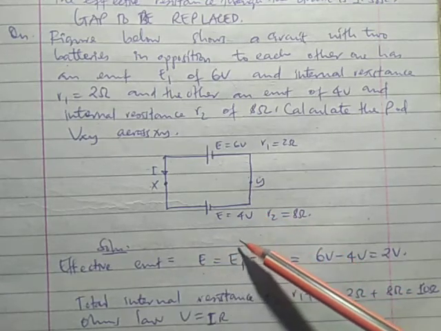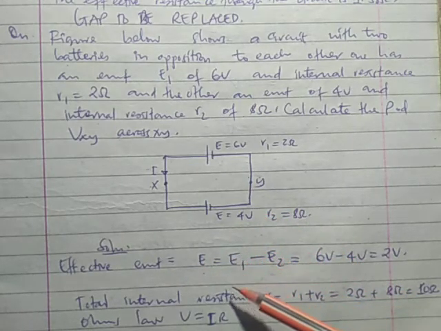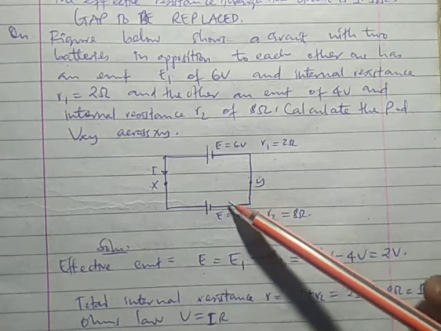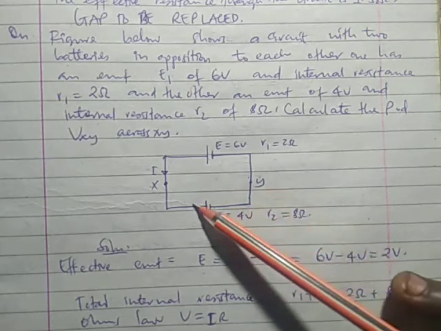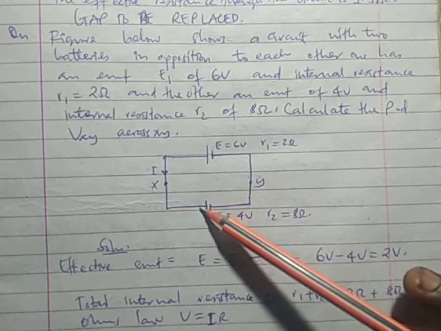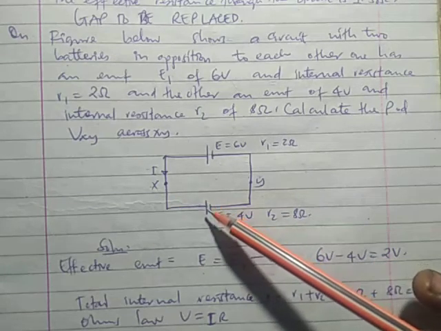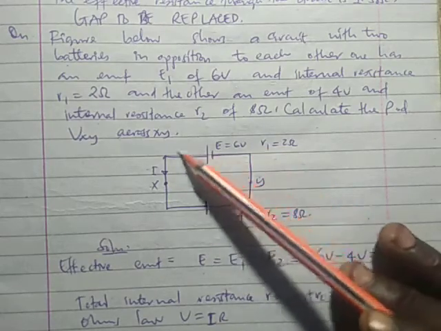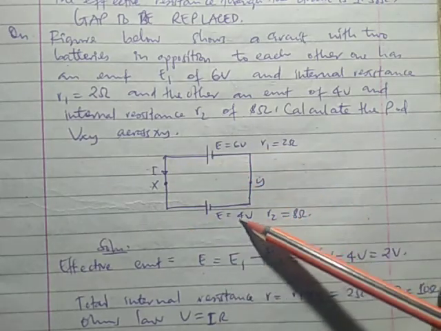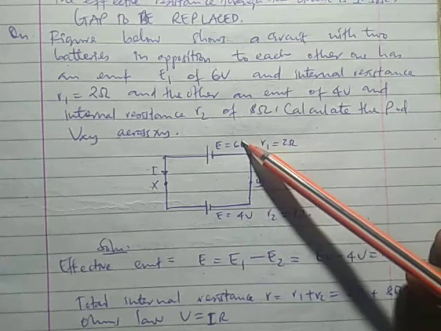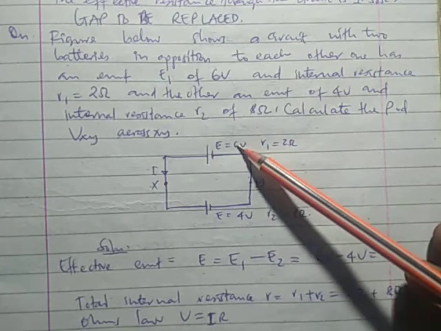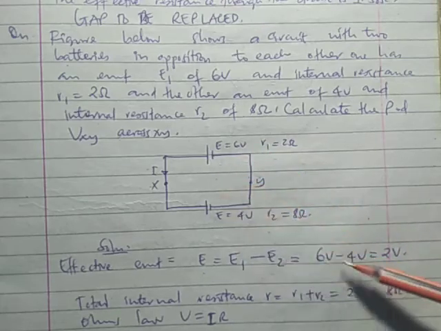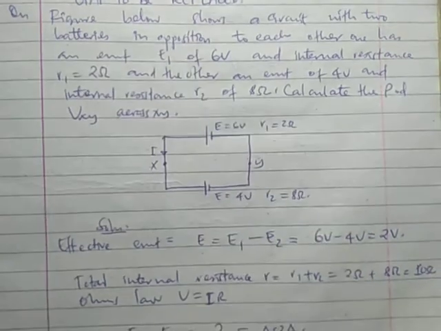So effective EMF itakuwa sawa na difference kati ya EMF wawili. Sababu huyu atakuwa anapeleka current kwenda direction hii, na huyu atakuwa anapeleka current kwenda direction hii. Lakini kwa sababu hii volt yake ni ndogo kuliko huyu, so finally volt ya huyu itakuwa kubwa kuliko ya huyu. So the effective EMF will be 2 volt.